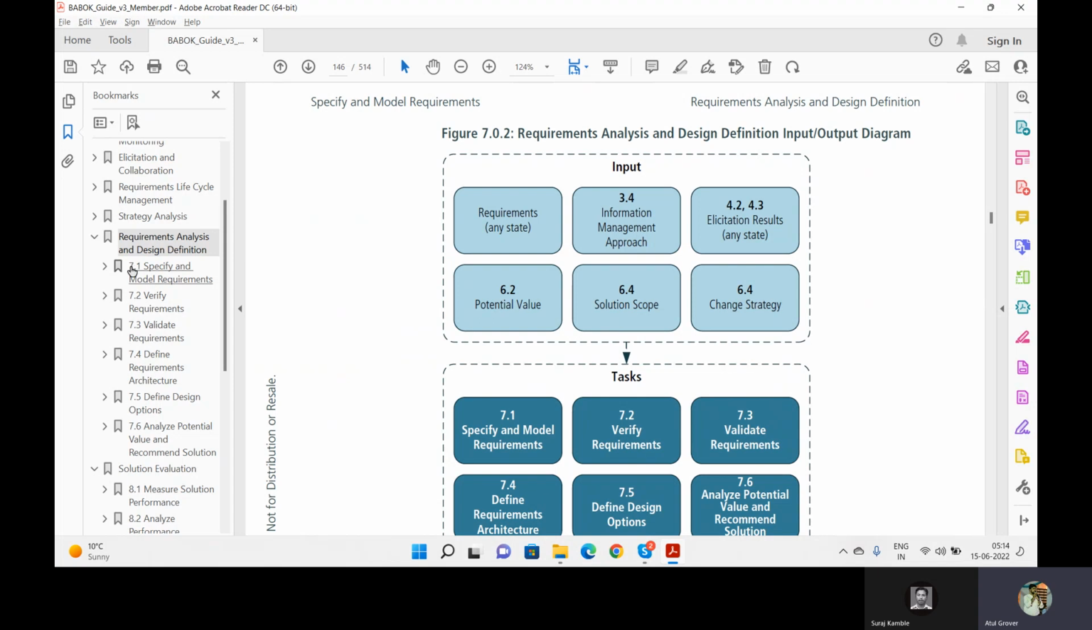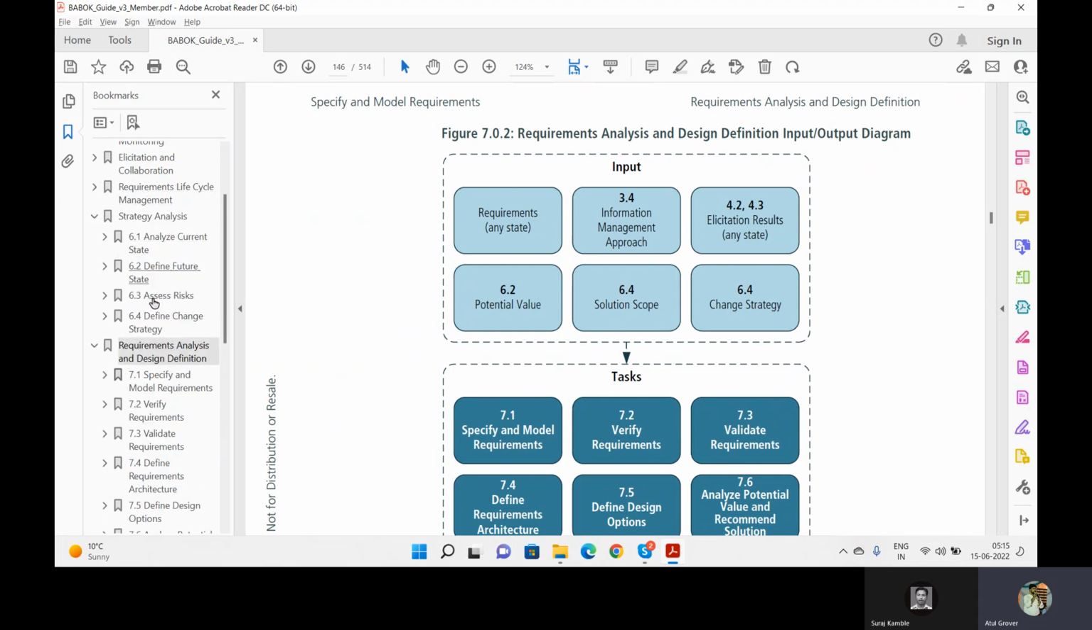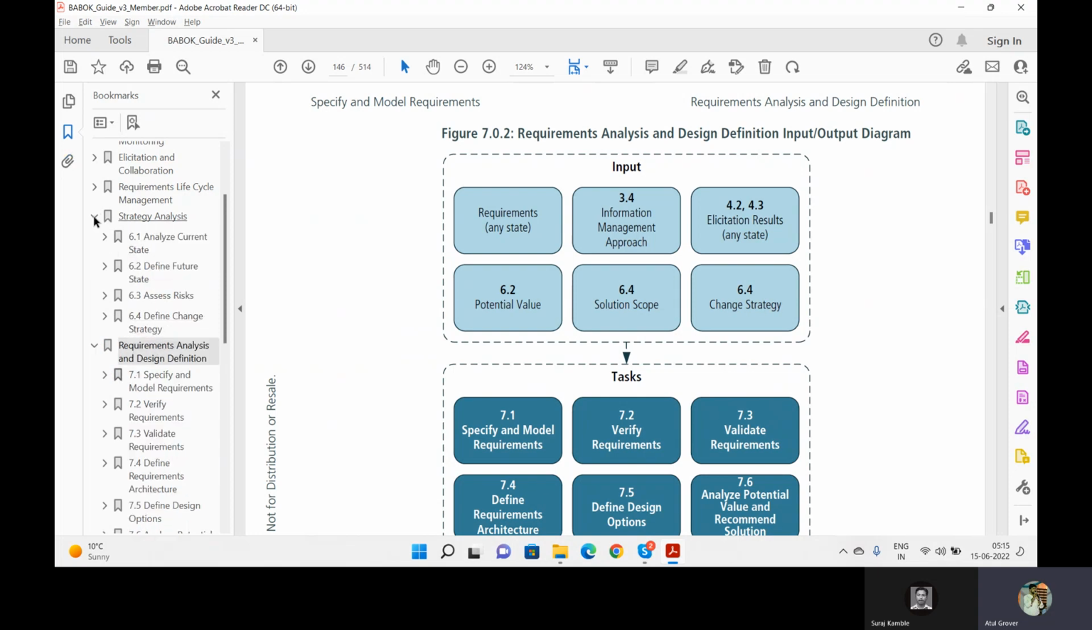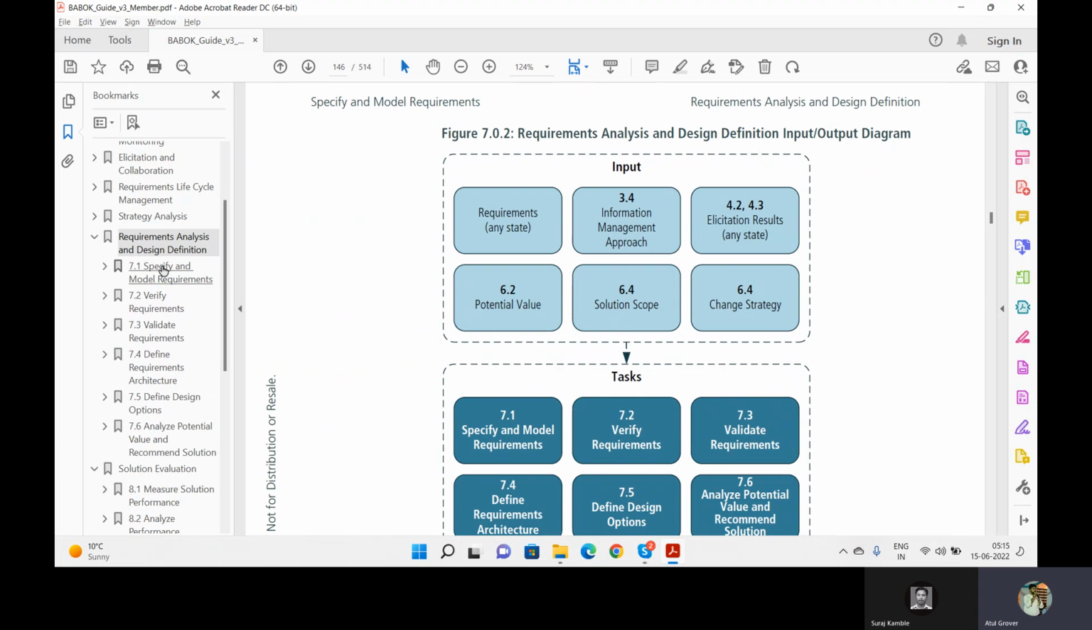This is to do these 6 exercises. To do these 6 exercises, you have a few inputs. आपके पास requirement होना चाहिए. You should have allocation results. You should have a potential value from the previous topic. You have a solution scope from the previous topic. If you remember, in this part, define future state, we have a solution scoping part. And then change strategy होना चाहिए, which we just discussed yesterday. This one. These inputs help you to achieve these 6 results.